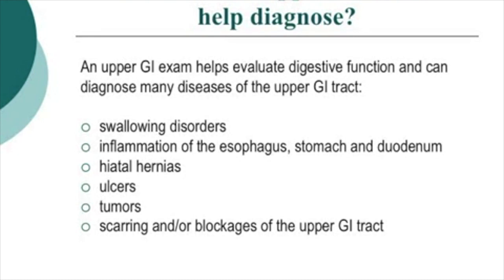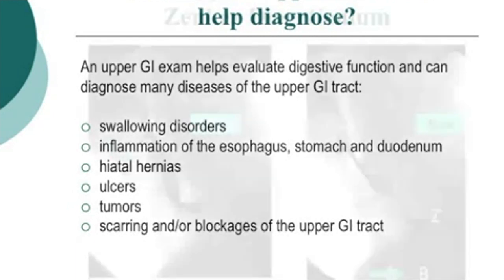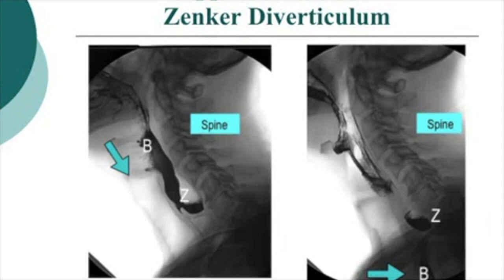The following slides contain some example images from upper GI exams, showing some of the conditions we can see on these exams. This is an image of a patient's throat, seen from the side. For orientation, the spine is labeled. Barium, seen here in black, is passing through the throat, shown by the green arrow, and some of the barium gets caught in an abnormal outpouching of the hind wall of the throat, called a Zenker diverticulum.